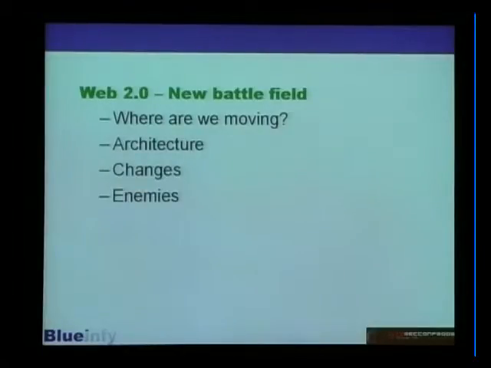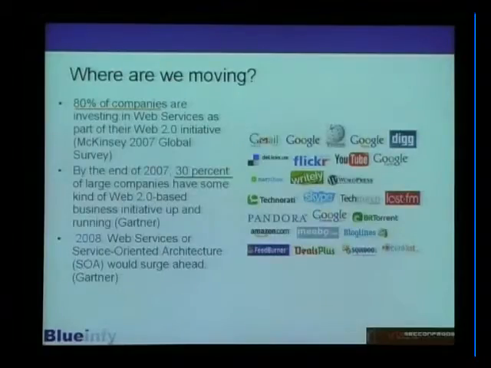So moving to a new battlefield, where are we moving? Architecture changes and enemies. If you look at the last 2 years, a lot of different applications, maybe Gmail, Google, Digg, Netvibes, Pageflakes, WordPress, Writely. This is a very small list of applications. There are tons of new applications coming out, or old applications moving to new heights. All these applications are using Web 2.0 extensively. So what we are looking at is adoption of Web 2.0.